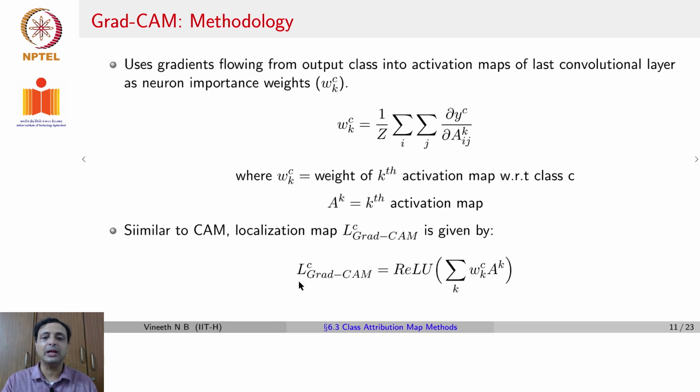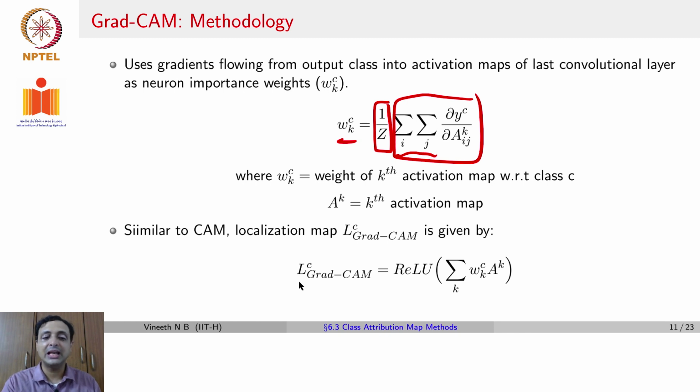So we can now write out w_k^c as summation over i, summation over j, ∂Y^c/∂A_ij^k. We're going to have a normalization factor 1/Z because we want to divide it across all of the pixels. This becomes our new weight, and our final saliency map or the localization map in Grad-CAM becomes given by summation over k of w_k^c A^k, where A^k are the different K activation maps that we have. And because we want only the positive correlations to be shown on the final saliency map, we apply a ReLU on it to get the final image.